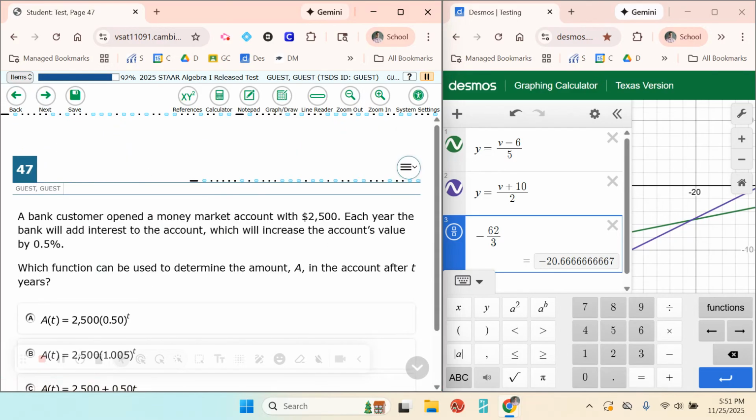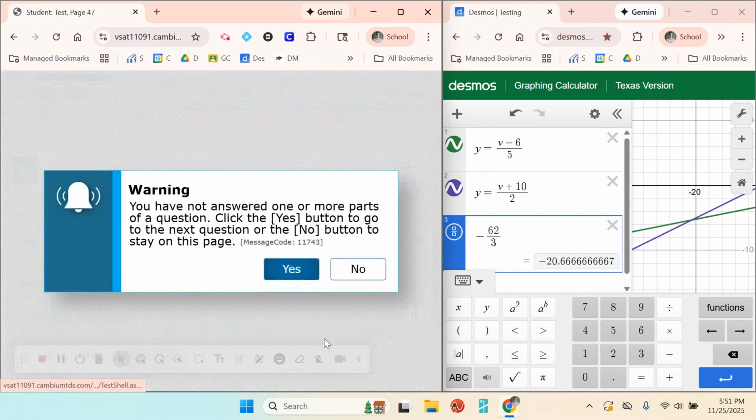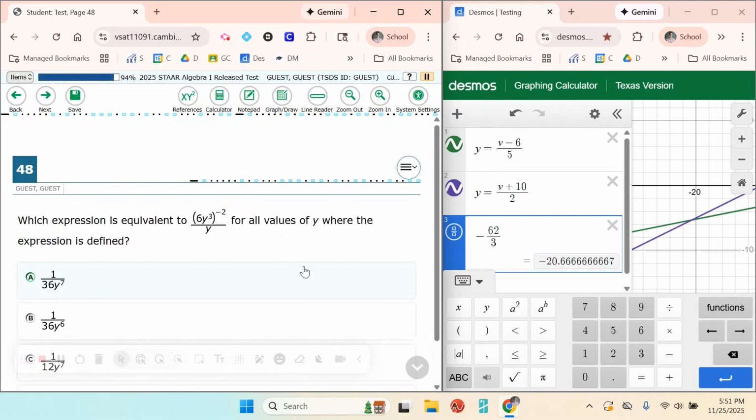Okay, 47 is a skipper. 48 is also a skipper.